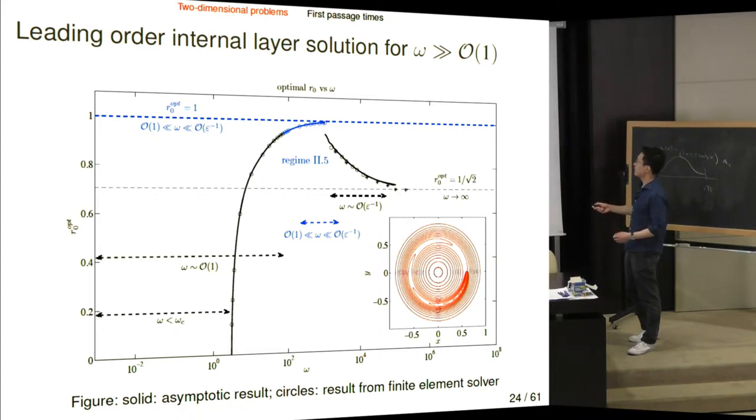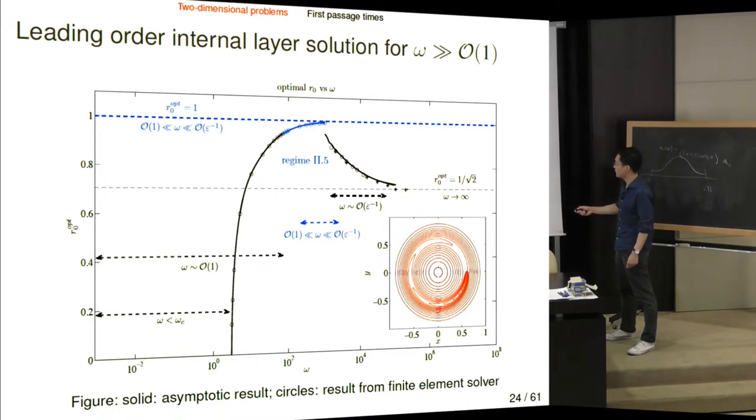So this is going to be the funky regime here. This is omega very, very large, but less than 1 over epsilon. And the solution looks like this. You can think of the Green's function as being radially symmetric here and out here. So this is the strip that we're going to focus on.